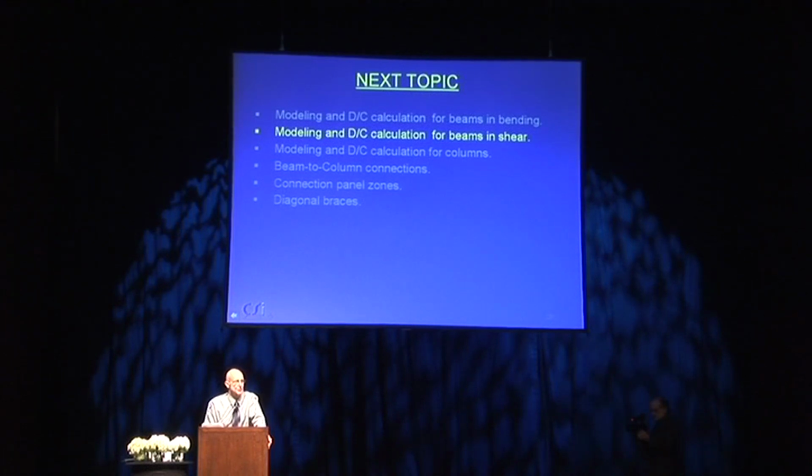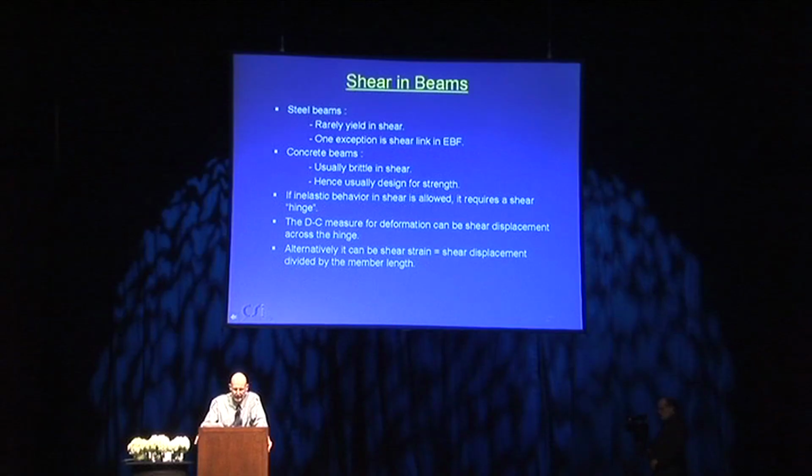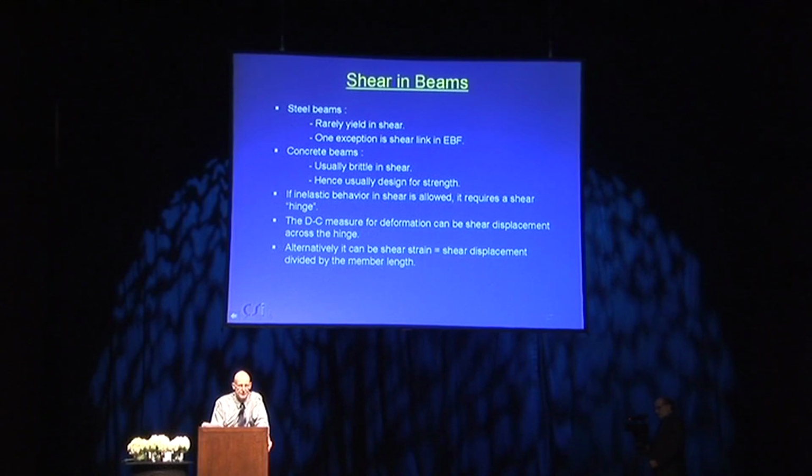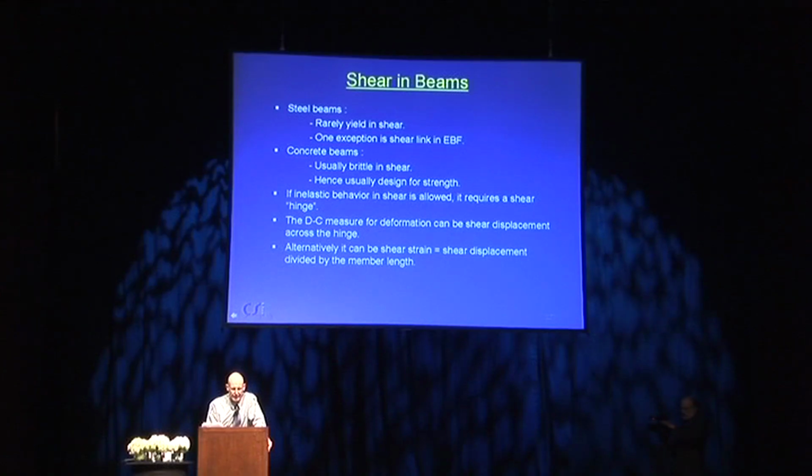Next topic, let's do the same thing for beams and shear quickly. Steel beams rarely yield in shear, but one exception would be a shear link in an eccentrically braced frame. Concrete beams are usually brittle in shear, and so usually you would want to design not for inelastic behavior in shear, but for essentially elastic behavior designed for strength. If you do allow inelastic shear, it requires a shear hinge, and it's like a plastic hinge, but it's shear rather than rotation. The demand capacity measure for deformation can be shear displacement across the hinge, or alternatively, you can convert it to shear strain by just dividing the displacement by the member length.